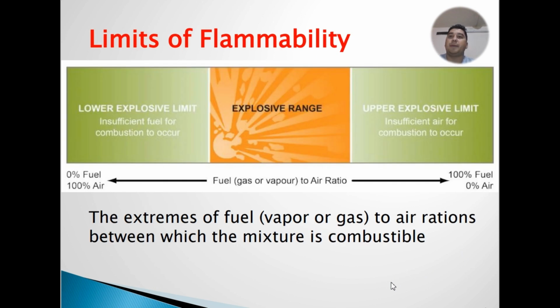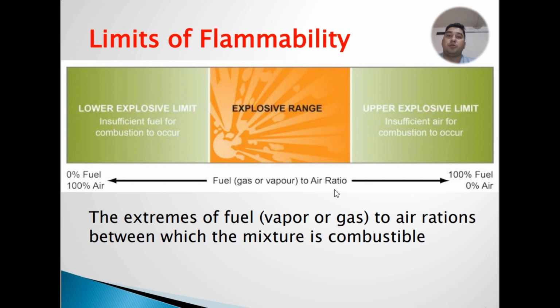Then we have the limits of flammability: lower explosive limit, explosive range, upper explosive limit. Lower explosive limit: insufficient fuel for combustion to occur. Then we have the explosive range. Then the upper explosive limit: insufficient air for combustion to occur. Here we can see that at the lower explosive limit, there is 0% fuel and 100% air. For the lower explosive limit, fuel will be very little, or 0%, but there will be sufficient air, or oxygen in the air.